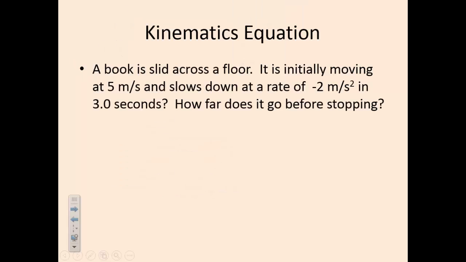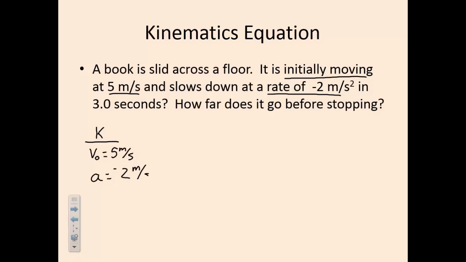So I'll show you quickly how to do a sample problem with this, so you have some idea of where the numbers go into the equations, and then you can work on the 3 plug and chug sample problems for the homework. This is talking about a book being slid across the floor. It is initially moving at 5 meters per second. So I'm just going to list my knowns and unknowns. We know that it's initially moving, so the original velocity is 5 meters per second. And it slows down at a rate of 2 meters per second squared, or 2 meters per second in the negative direction. That's information about our acceleration.